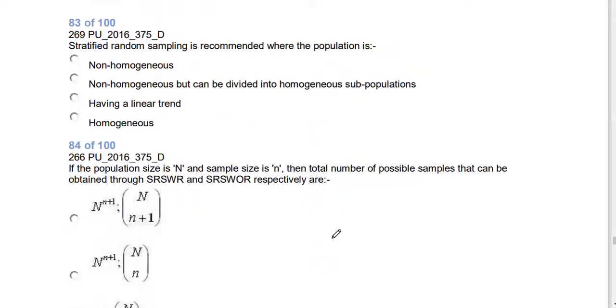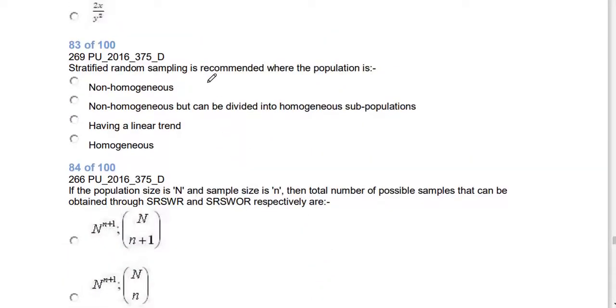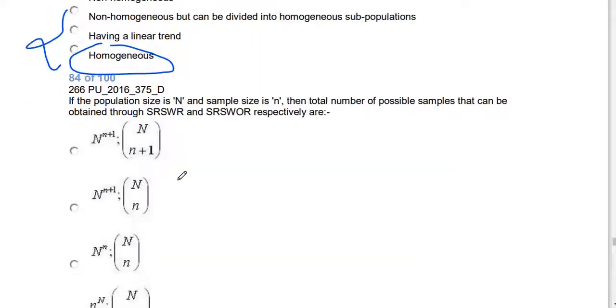Okay, stratified random sampling is recommended when the population is non-homogeneous. When we have homogeneous cases, now non-homogeneous but can be divided into homogeneous subpopulations having linear trend. I think I have doubt in these two. I think homogeneous.